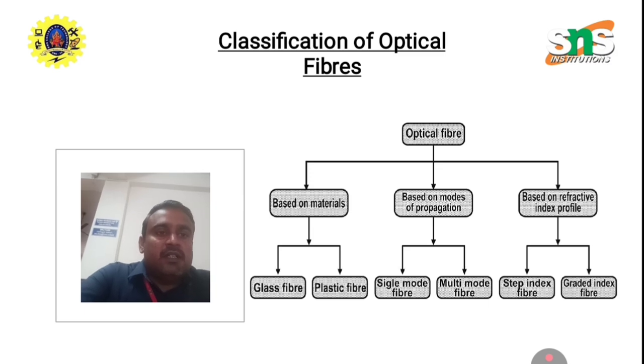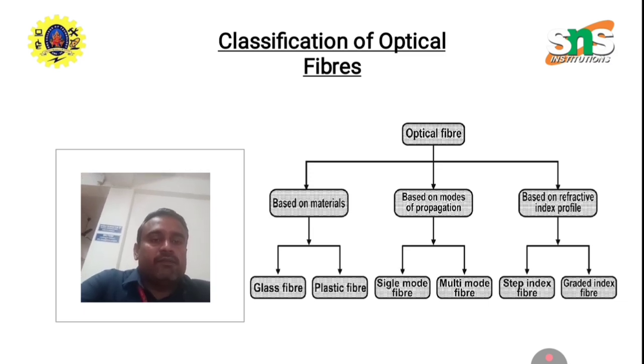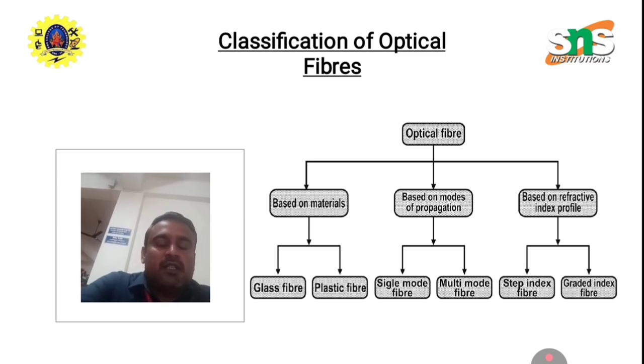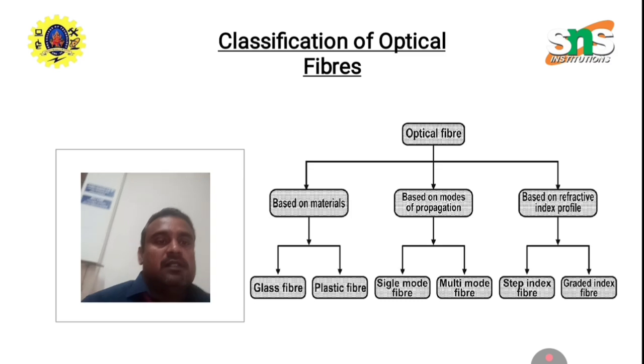Based on the material, we are using two different kinds of materials: glass and plastic. In fiber optics, there are three types of layers. The first one is the core, then the surrounding cladding, and finally the protective skin. We can use glass core with plastic cladding, glass core with glass cladding, or plastic core with plastic cladding, depending upon the fabrication. These are the basics of materials.